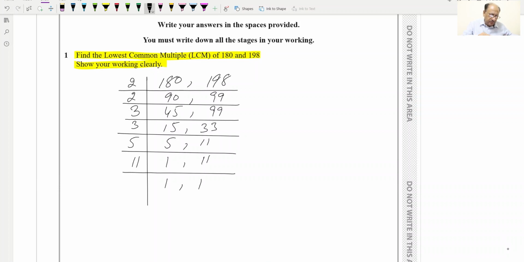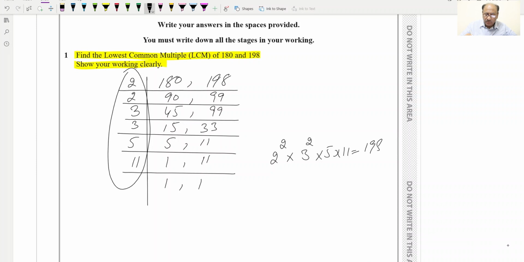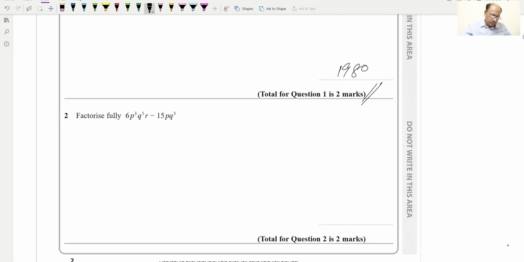After reaching this, we take this side, and we can write 2 raised to the power 2 into 3 raised to the power 2 into 5 into 11. This will be 2 squared multiplied by 3 squared multiplied by 5 multiplied by 11, which is equal to 1980. So 1980 is the LCM. We can provide 1980 here. This will be the final answer, and this was a 2-mark question.